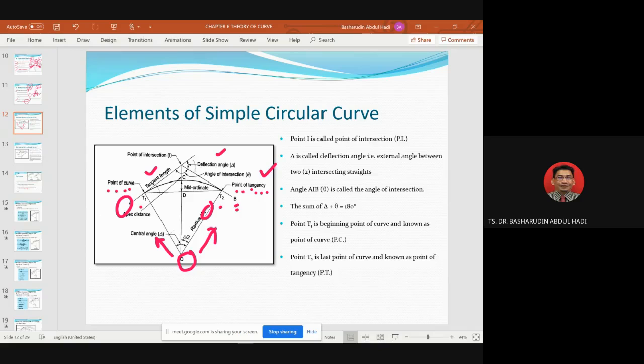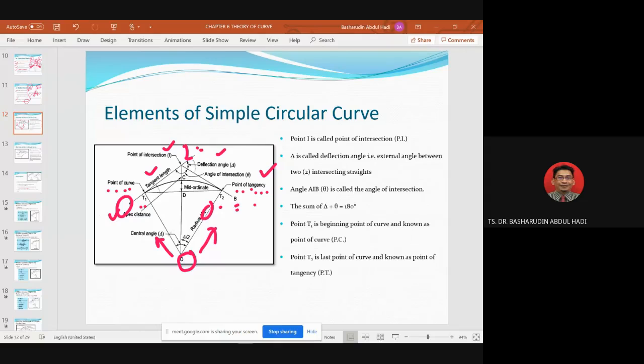A tangent length starts from T1 to I here. To I. This one is I. Right? And then the deflection angle: you see that this one goes from A to I to B, and then we connect T1 to T2, and we have some triangulation here. So we have a triangle over there.